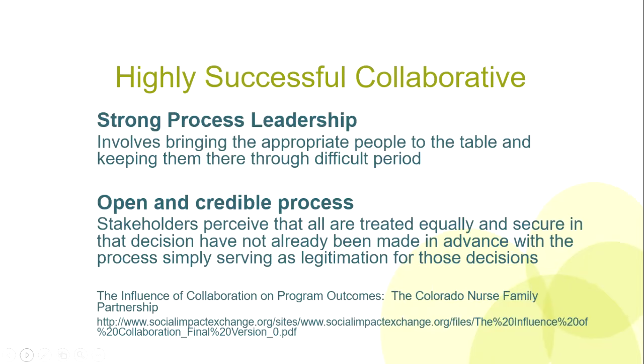The second piece is the open and credible process. And this again goes back to SCARF. People need to perceive that they are all treated equally, and of course, not just perceive, but actually be treated equally, and be secure that decisions have not been made in advance, with the process simply serving as a legitimation for those decisions.